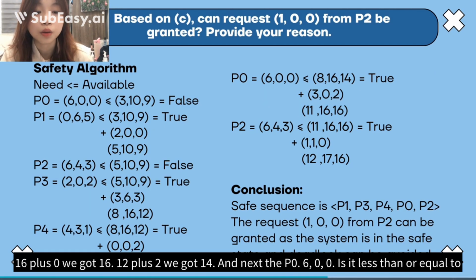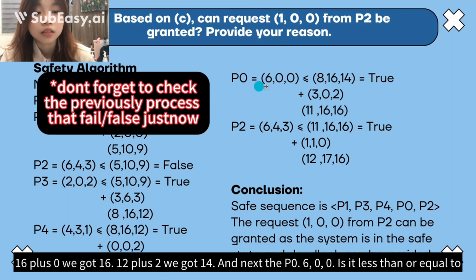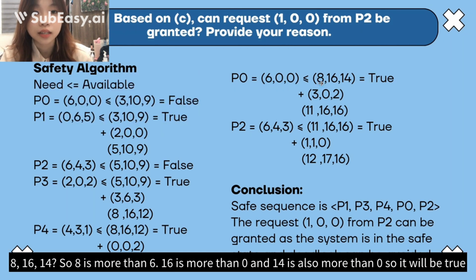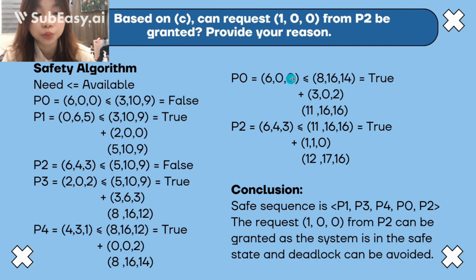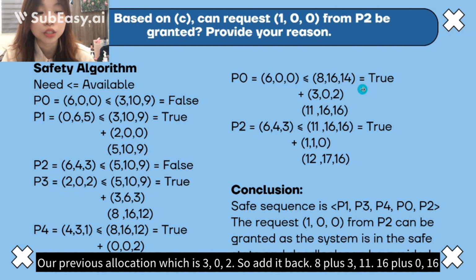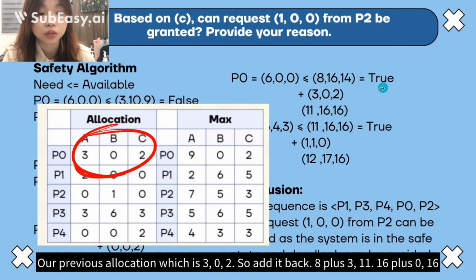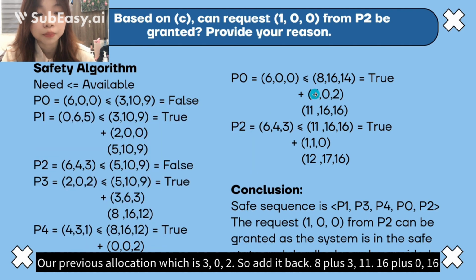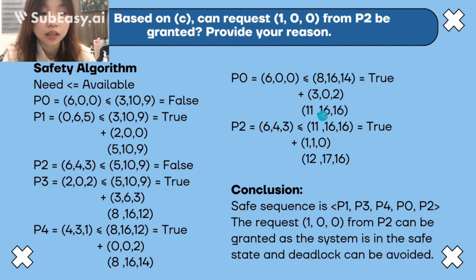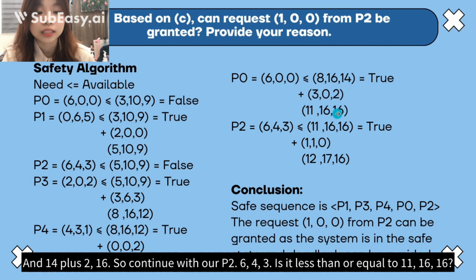And next, the P0, 6 0 0, is it less than or equal to 8, 16, 14? So 8 is more than 6, 16 is more than 0, and 14 is also more than 0, so it will be true. Our previous allocation, which is 3 0 2, so add it back. 8 plus 3, 11, 16 plus 0, 16, and 14 plus 2, 16.